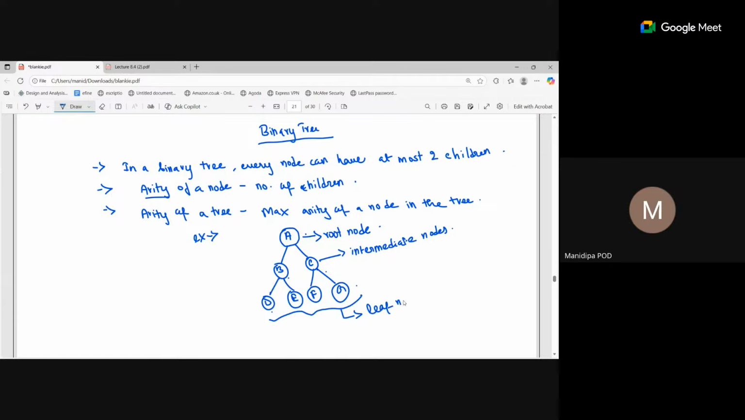So A, the root node, is at level 0. This is level 0, this is level 1, this is level 2. So if I ask you what is the height of this tree, you will say the height is 2, right? Because the highest level number is 2. We start with 0, it is 0-based indexing. So the height of this particular tree in the example is 2. Till now, is it clear for everyone?